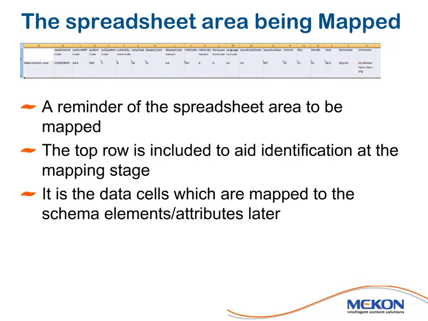Before we start, let's remind ourselves of the area of the spreadsheet that we want to map. If you remember, it was located at the top of the actual CSV file. So that's the area that we want to look at. The top row itself contains the attribute names that we're going to map, and the row underneath that is the actual values. And so we're going to map that data to the schema.